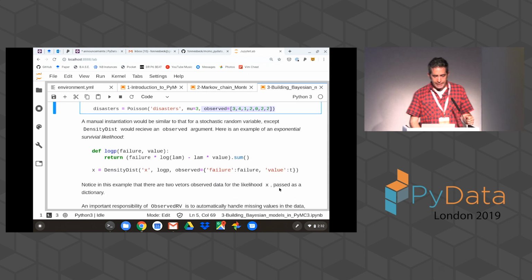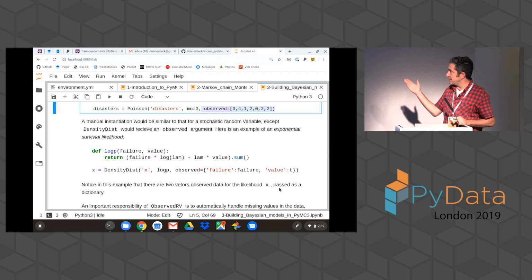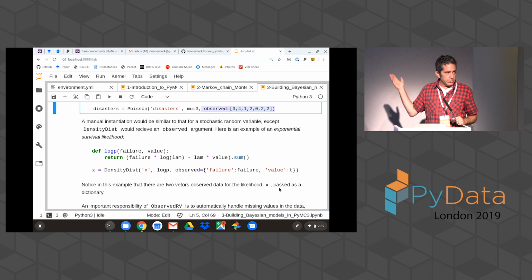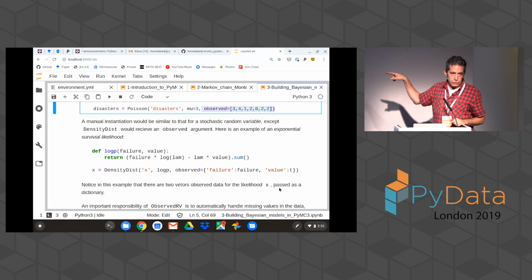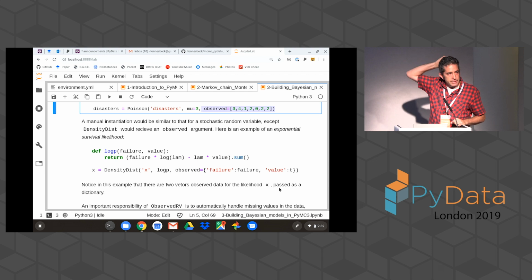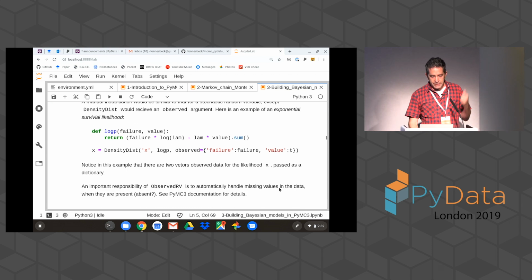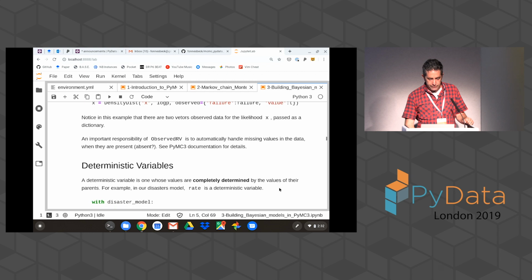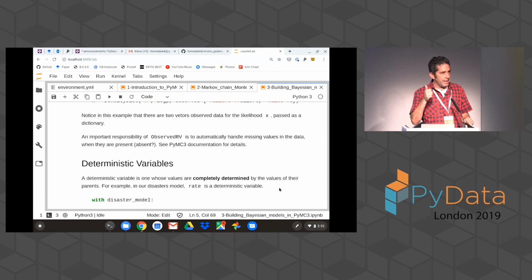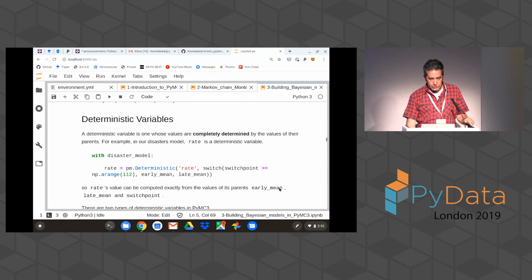And again, if I wanted to do one by hand, so here's a good example. If you're anybody who builds survival models, survival likelihoods are slightly more complicated because they have to deal with censoring. And so this is an exponential survival function accounting for censoring, encoded as a PyMC likelihood. Okay? And you can see it has two unknowns, failure and value. So they're just the same, they just have to have this observed value associated with them. So now we have ways of doing stochastic random variables and observed random variables. The next thing are deterministics.